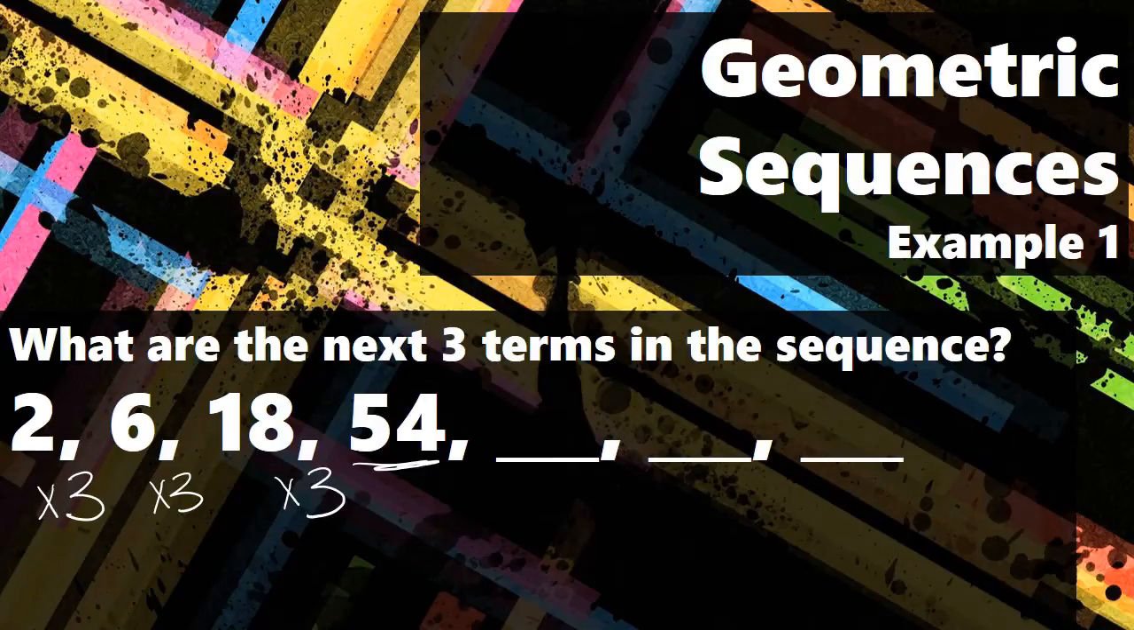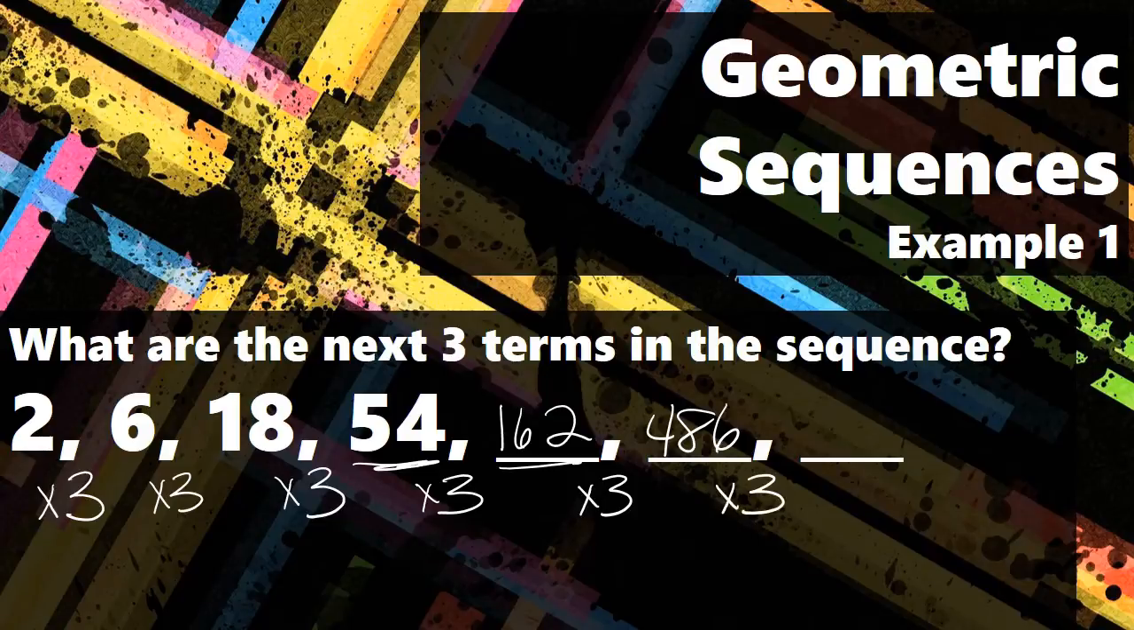So now we have to do 54 times 3, and it gives us 162. Then 162 times 3 gives us 486. And 486 times 3 gives us 1,458. So with geometric sequences, all we're doing is multiplying or dividing by a number.